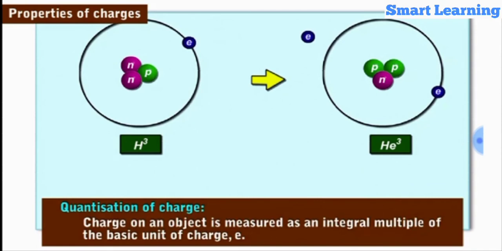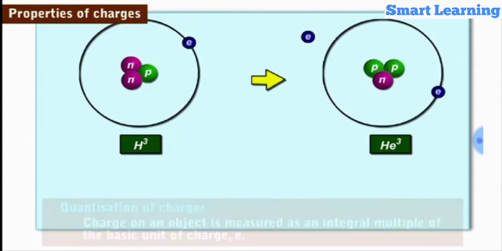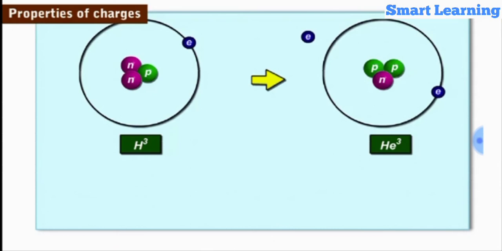The charge on an object is measured in an integral multiple of the basic unit of charge that the proton or electron carries and is denoted by e. This property is called quantization of charge. The magnitude of the basic unit of charge, e, is 1.6 into 10 raised to the power minus 19 Coulomb.